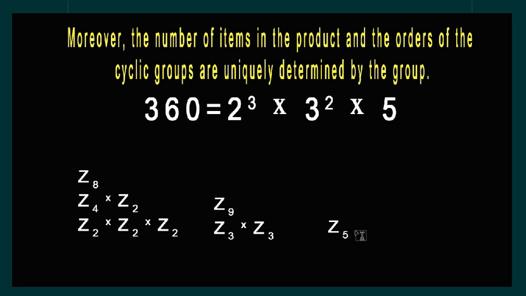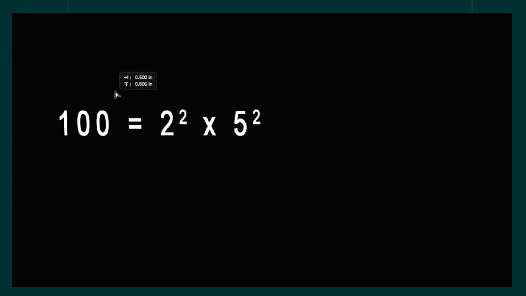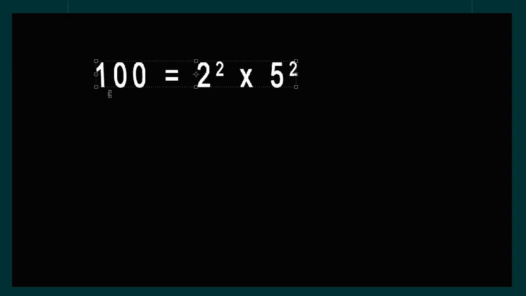Again, okay, so let's have another example. Let's have the number 100. In 100, we have 2 squared times 5 squared, because if we are going to express it into prime power order, the prime number 2 squared is equivalent to 4, and 5 squared is equivalent to 25, so it is 4 times 25.